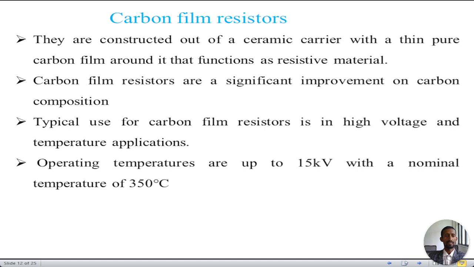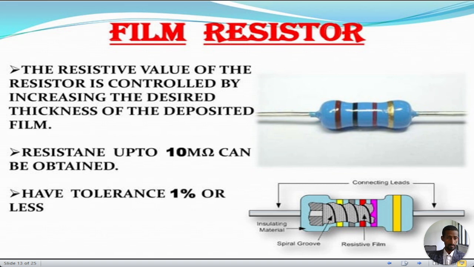The other type is carbon film resistors. They are constructed out of a ceramic carrier with a thin pure carbon film around it. The film is the resistive material. Carbon film resistors are a significant improvement on carbon composition, which we have seen already. The typical use for a carbon film resistor is in high voltage and temperature applications. Their operating temperature is up to 350 degrees centigrade. This is too much.